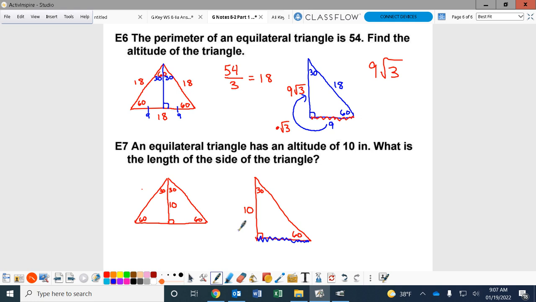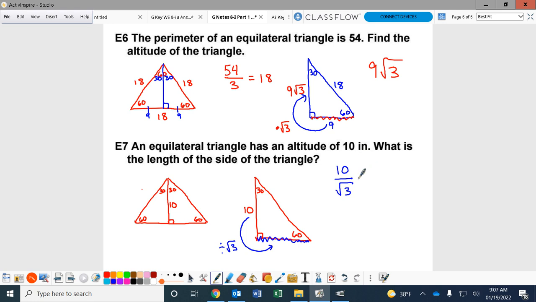Okay, here we go. We are going from the long leg to the short leg. Because we are going backwards, we are going to be dividing. What number do you divide by between the long leg and the short leg? Radical 3. So we have got to do 10 divided by the square root of 3. Can I have the radical in the bottom of a fraction? No. So I've got to get rid of that.